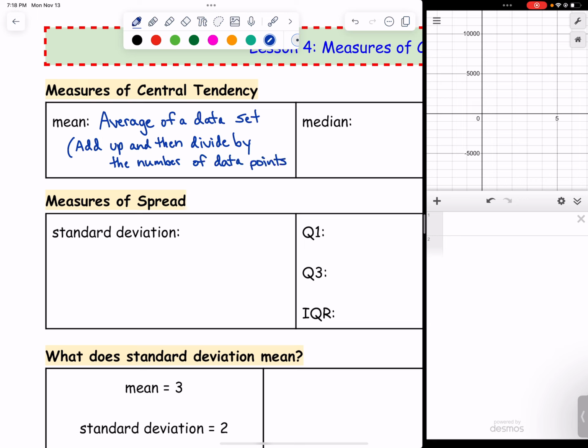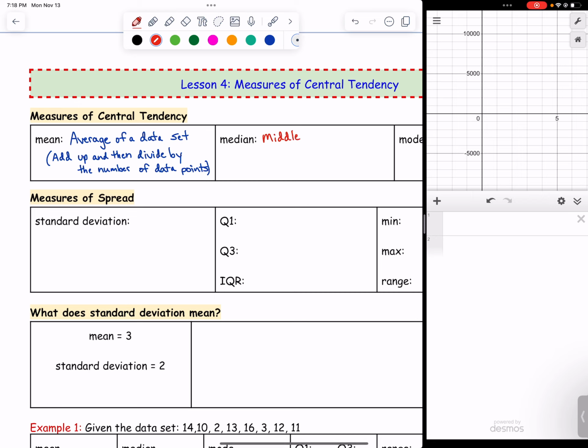Okay. The median is considered the middle value of your data. So the middle value, and you have to list your data from least to greatest first. So list the data from least to greatest. Then you find the middle, and if there are two values in the middle, you have to average those two together to get the median. The mode is the most frequently listed data point. So it's the most frequent, and you can have more than one mode in a data set.